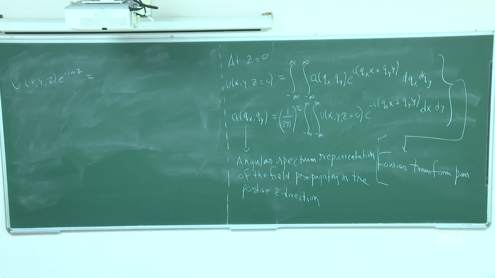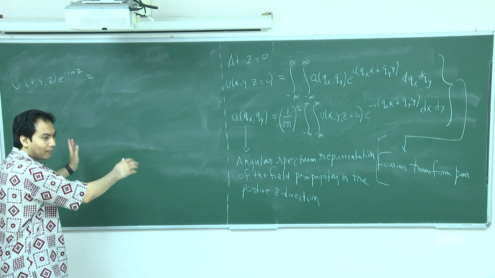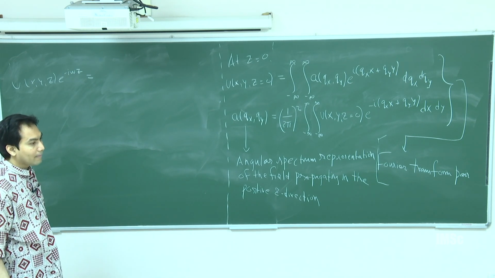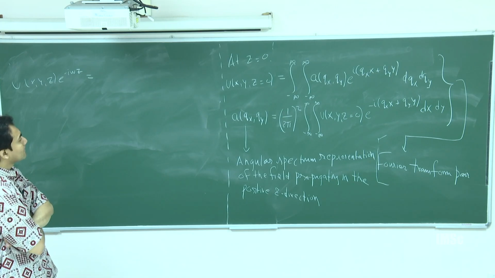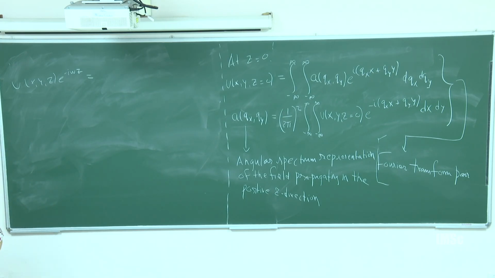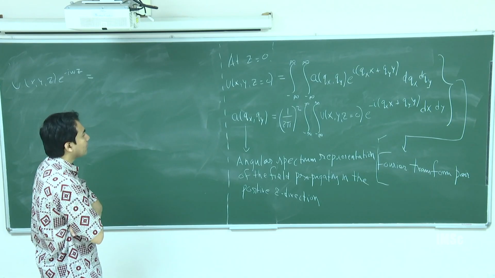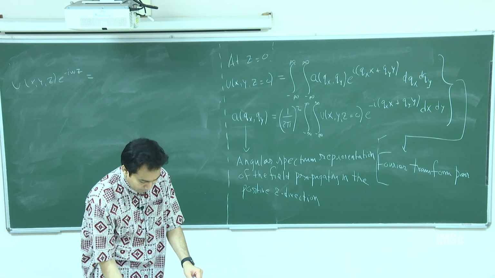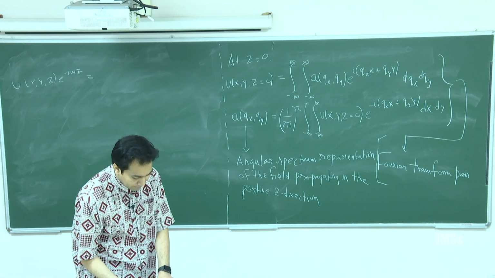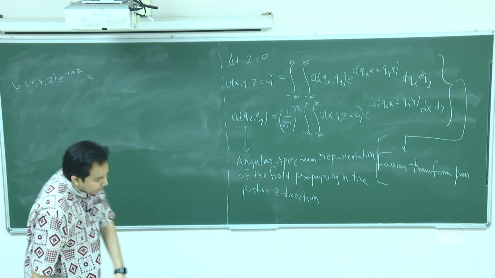Typically, when we do this transformation, when you measure, of course, you'll have to fix some value of z. But it doesn't matter what value of z you take, whether z is equal to 0 or something else, because it is not going to affect anything. It's because the angular spectrum does not have any z dependence.